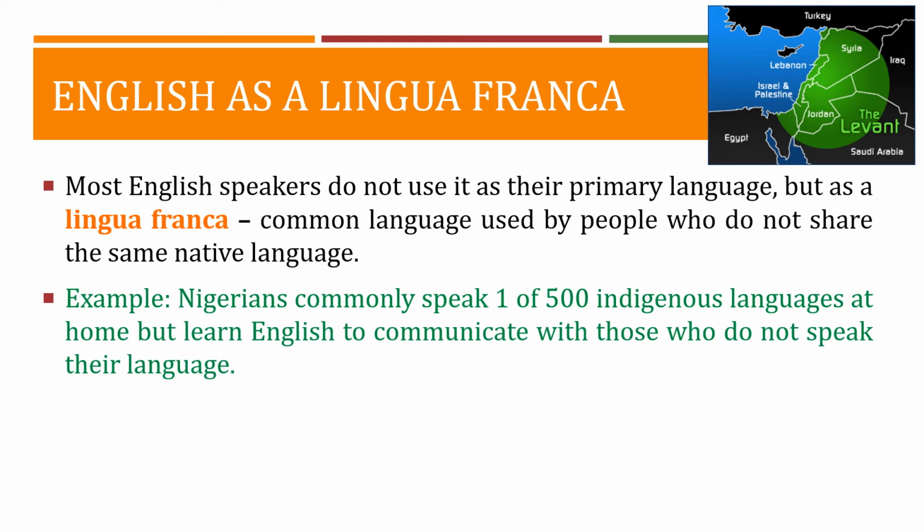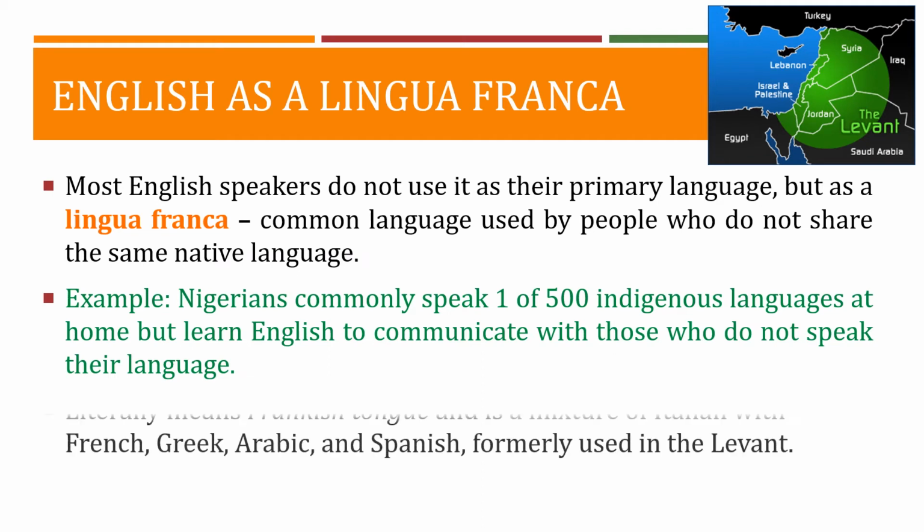native language. For example, in the West African country of Nigeria, there are over 500 different native languages spoken. So if I'm from one tribe and you're from a different tribe and we have different tribal languages, we are going to speak English to each other, because most Nigerians also learn how to speak English, even though it's not their first language. They use it to communicate with all of the various different tribal languages that are spoken in Nigeria.